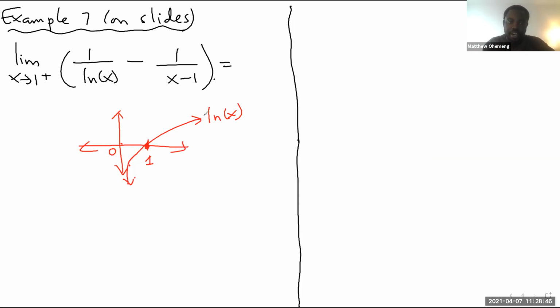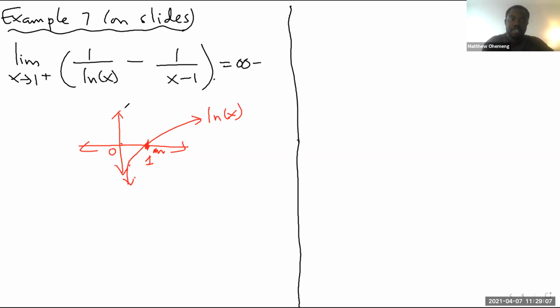Well, as you can see from the graph of ln of x, as you approach 1 from the right, from this direction, it is in the positive region. So that means it's approaching 0 from the right. So it's something like 0.00001 of some sort. That means 1 over 0.00001, that's going to give us what? Infinity.